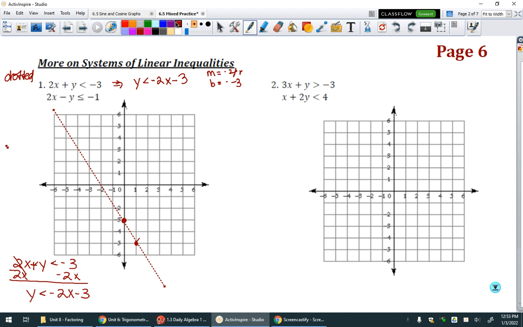So, my inequality sign is facing to the left. Which way do I shade if my inequality sign is facing to the left? Isn't it down? Down, right? Think about what kind of numbers are going to the left. The numbers are going down. So, we are shading down.